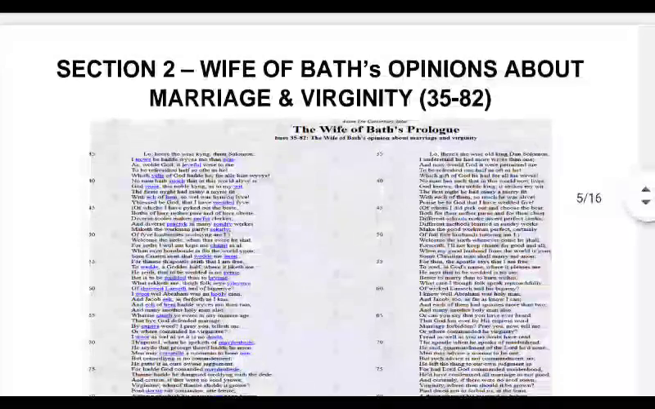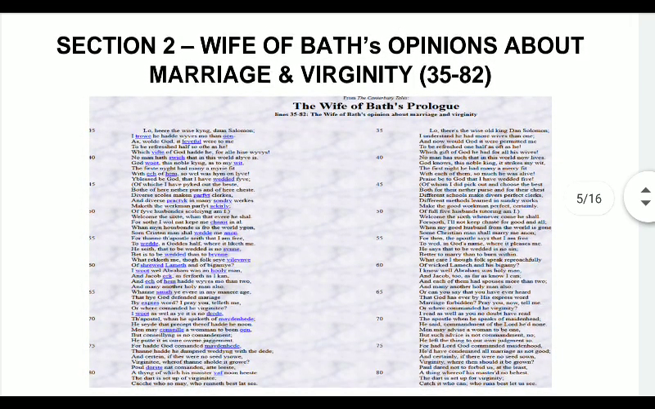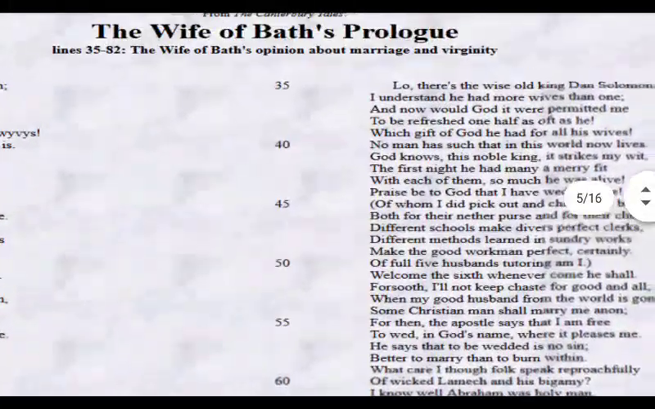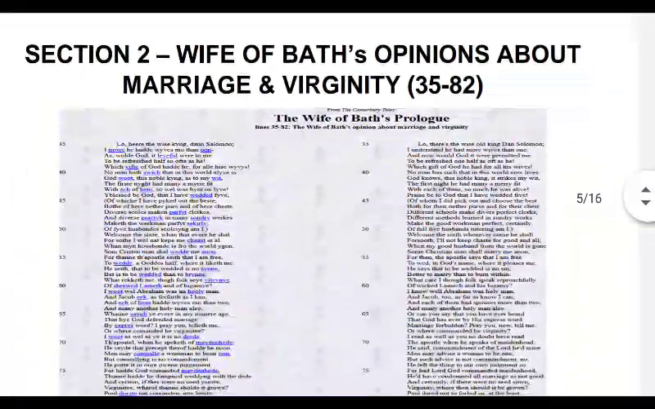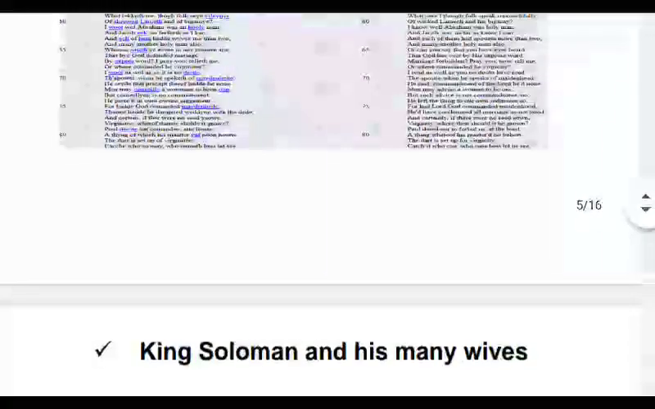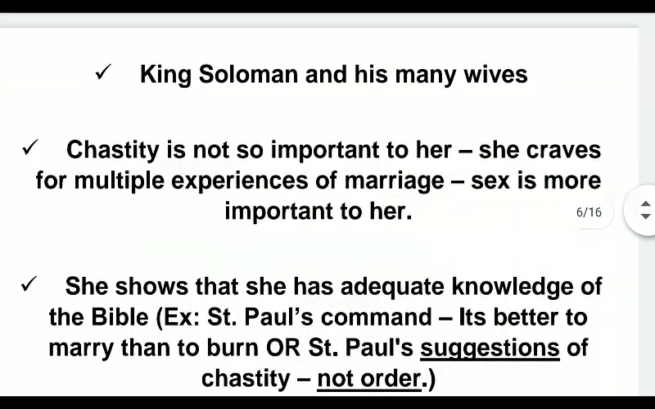Next up, we go to the second section, which is Wife of Bath's opinions about marriage and virginity. And the first thing she does here is that she brings King Solomon's experiences, King Solomon's lives into question. And she tells that King Solomon had many wives. And King Solomon, historically, as we know, he had 700 wives.